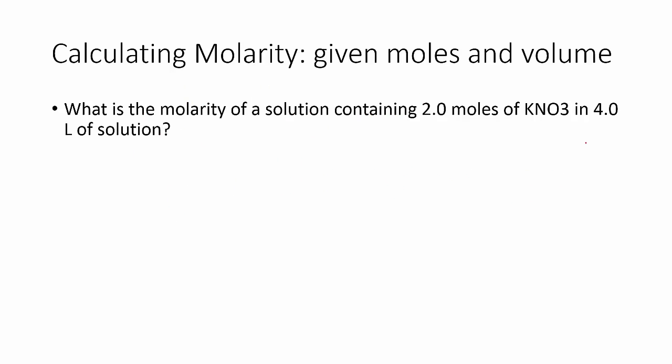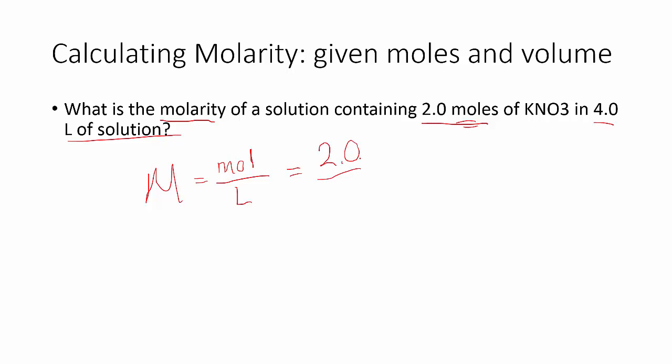So calculating molarity, given moles and volume. The question is, what is the molarity of a solution containing 2 moles of KNO3 in 4 liters of solution? So first, let's call upon our knowledge of what that formula is again. Molarity equals moles over liters. They told us moles and they told us liters, so it's just a simple plug and chug. 2.0 moles over 4.0 liters, and you get 0.50 molar. So that is the unit, big capital M for molar. That would be the molarity of this solution.